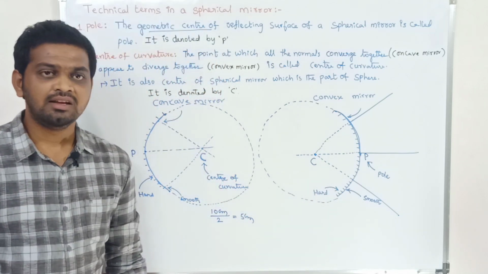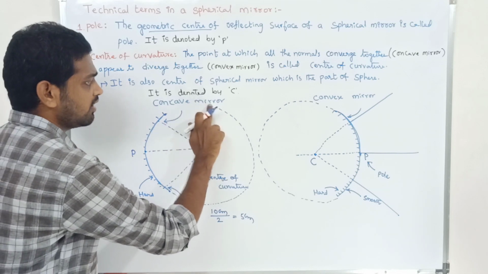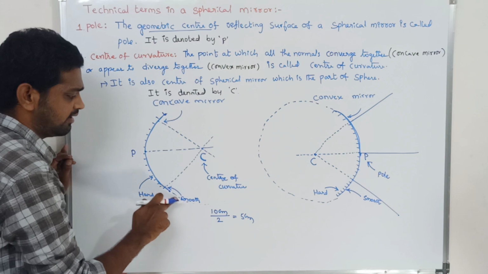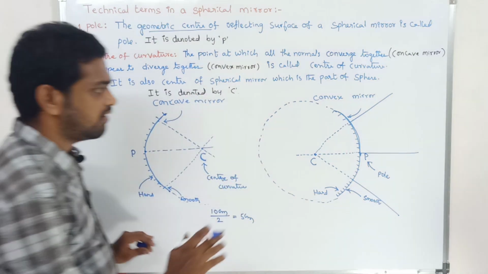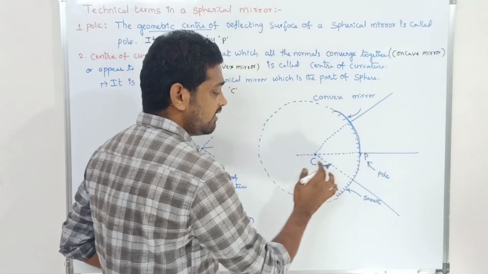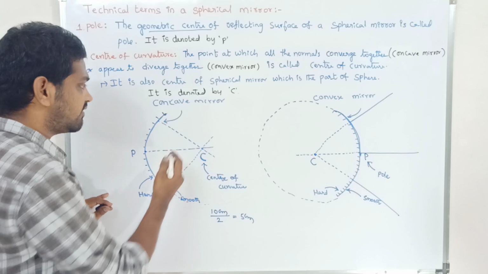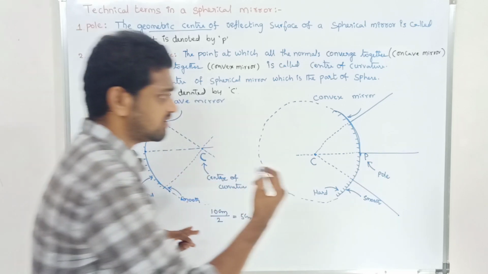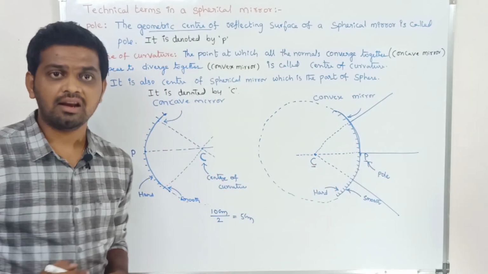Is it clear, children? If you observe carefully, in case of a concave mirror, you will get the pole and center of curvature outside the mirror. In case of the convex mirror, the pole and center of curvature will be inside the mirror. Is it clear, children? So in case of a concave mirror, pole and center of curvature lie outside the mirror. In case of the convex mirror, pole and center of curvature lie behind the mirror. Clear, children?